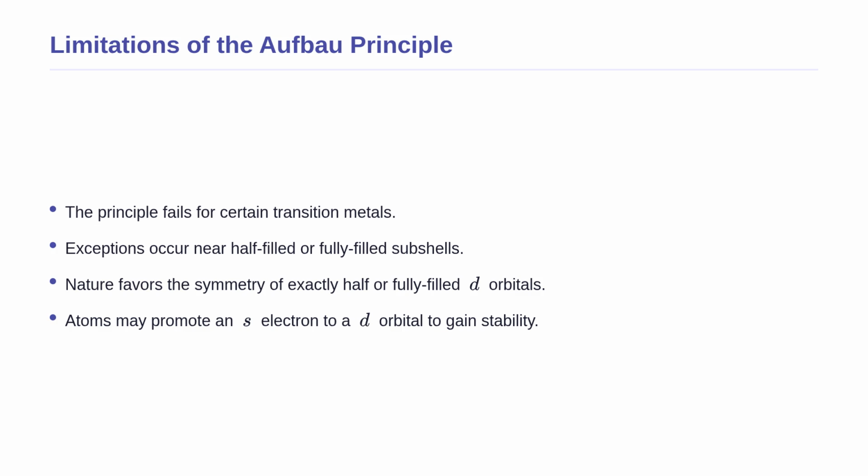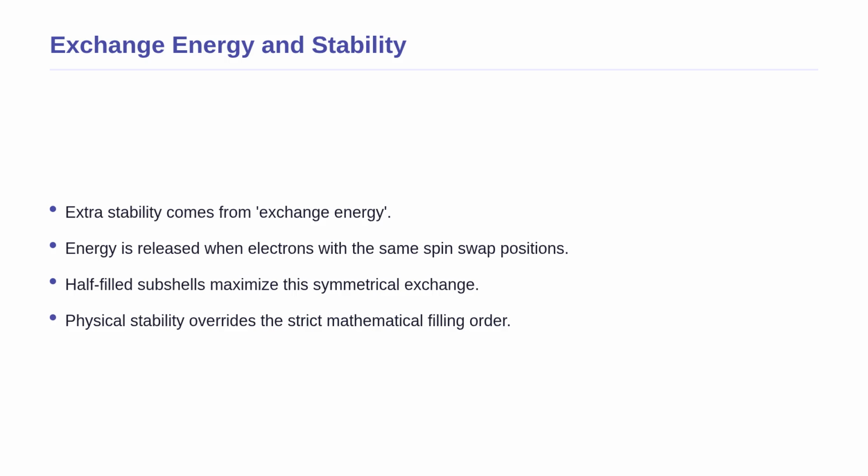Nature loves symmetry. To achieve this highly stable state, an atom will sometimes borrow an electron from a lower energy s orbital and move it up into a d orbital, directly violating the strict filling order. This exception leads us to ask, why does nature prefer these half-filled or fully filled states so much? The answer lies in something called exchange energy.